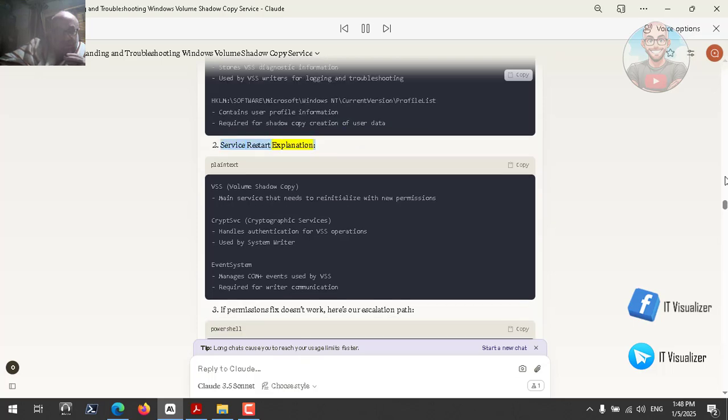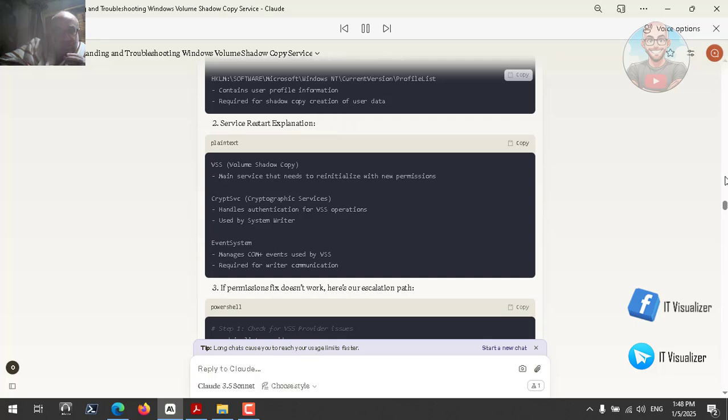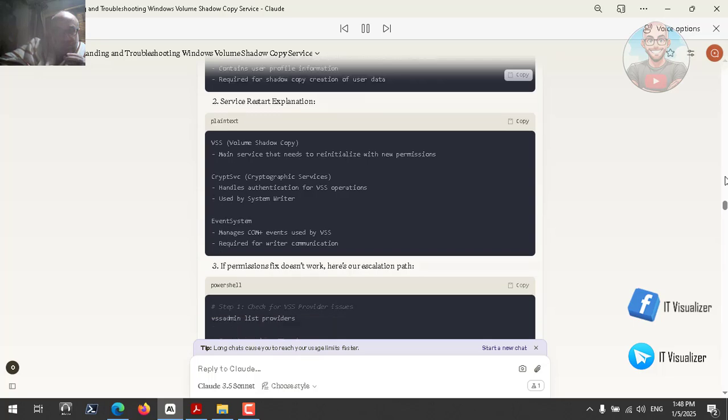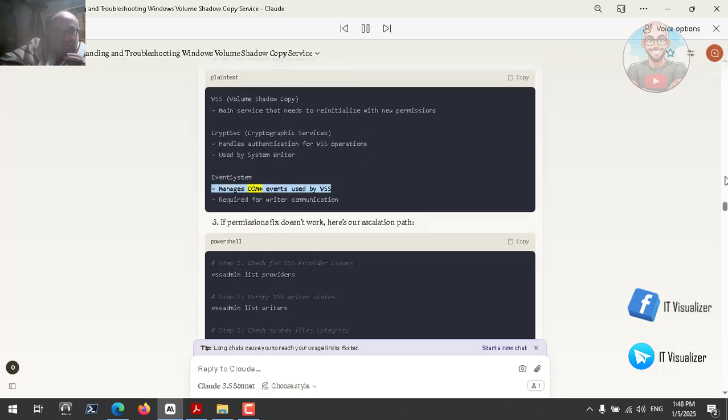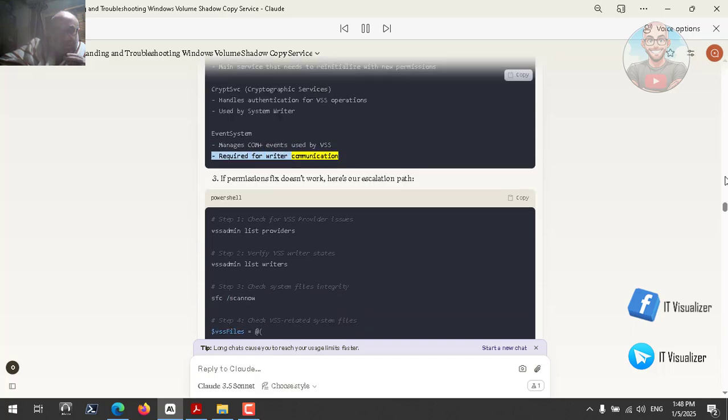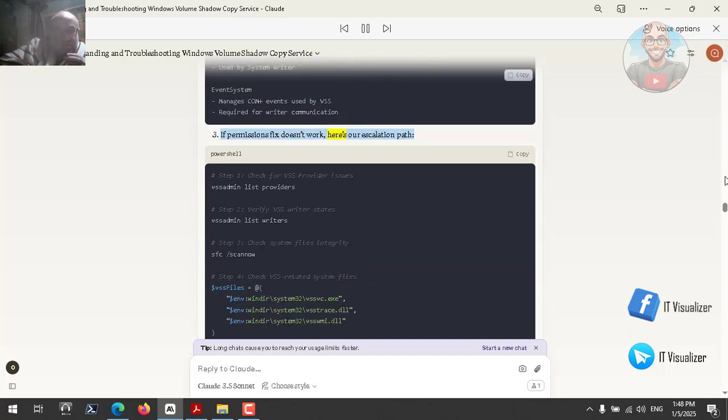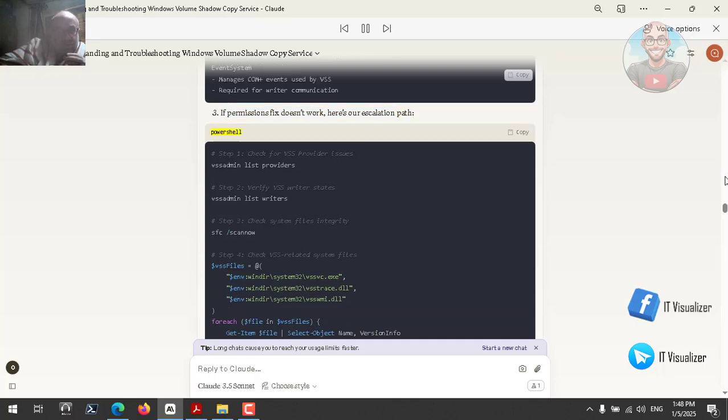Service restart explanation, plain text. VSS, Volume Shadow Copy, is the main service that needs to reinitialize with new permissions. CryptSvc, Cryptographic Services, handles authentication for VSS operations. Used by system writer. EventSystem manages COM+ events used by VSS. Required for writer communication. If the permissions fix doesn't work, here's our escalation path.